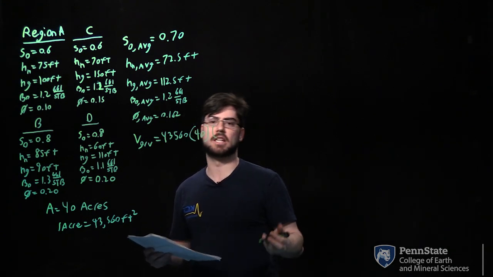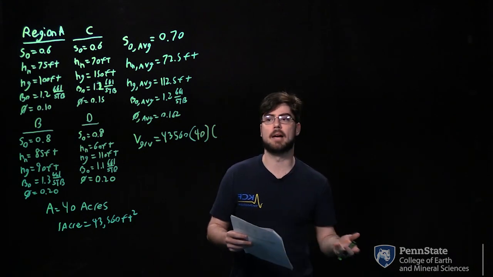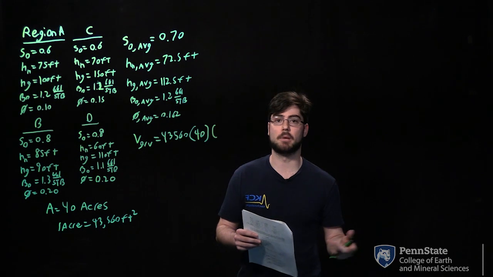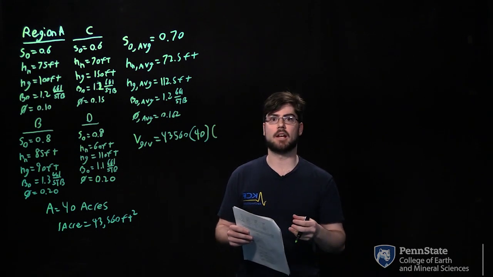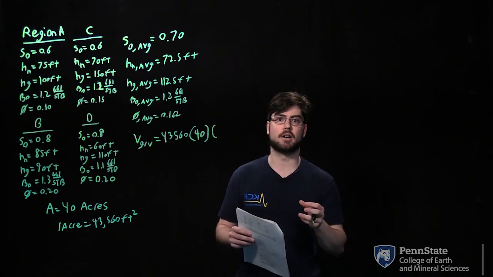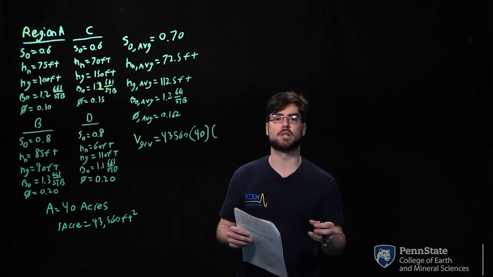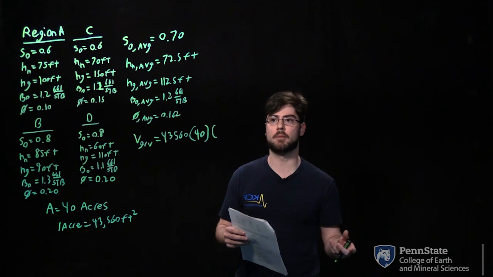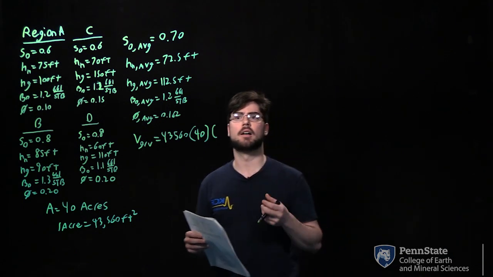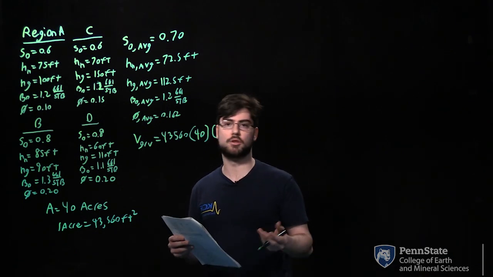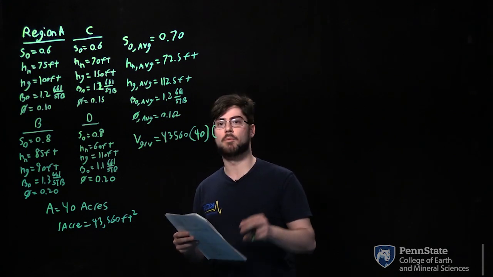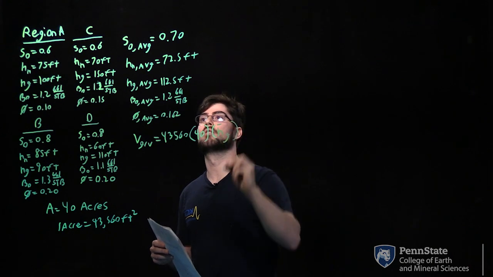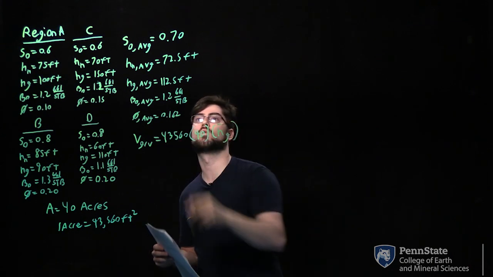You might ask, what's the difference between gross pay zone and net pay zone? You'll learn in classes like P&G 440, for example, you may have a certain water saturation in part of your pay zone, which you won't be able to get much production from, or it's not very good to recover from. So you don't include that in your net pay zone, but it's included in your gross pay zone. And so we multiply by our gross pay zone average, which is the 112.5.